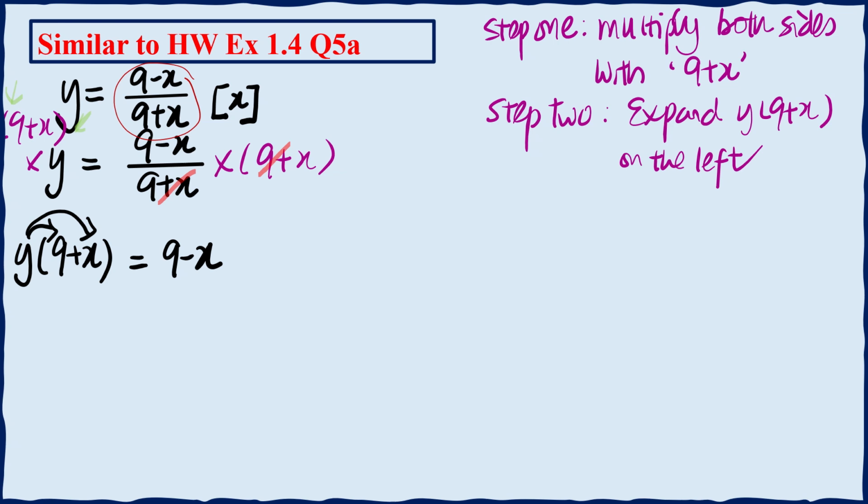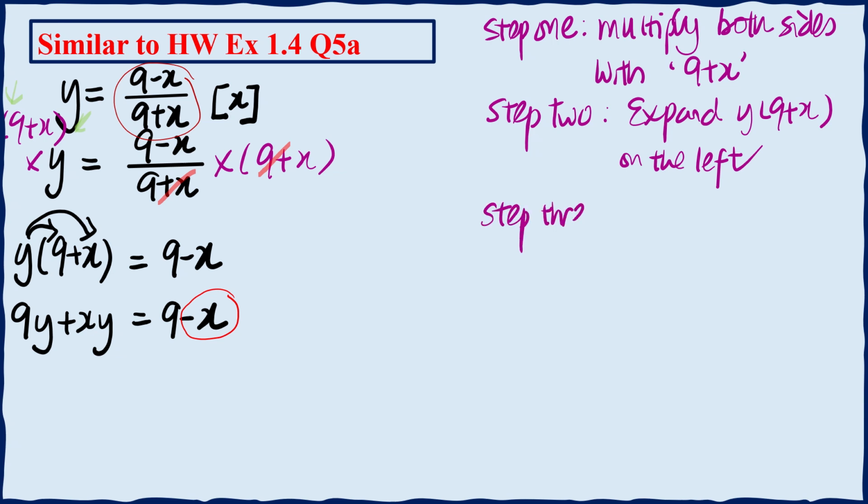We have learned expansion in the earlier video. If you've forgotten how to do it, just refer to the earlier video. So that will give us y times 9, 9y, plus y times x, xy. So that gives us 9y plus xy equals 9 minus x. All right, remember, the friends on the right hand side must be brought over to the left side. So we need to add x on both sides.